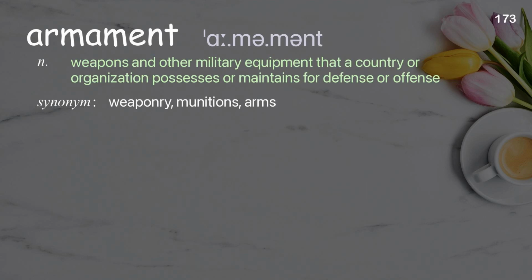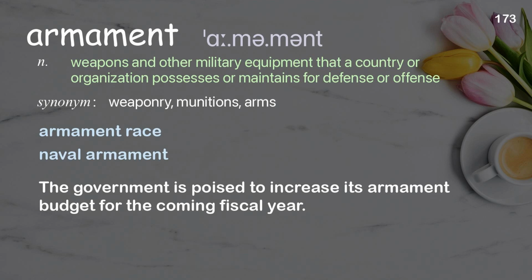Armament. Weapons and other military equipment that a country or organization possesses or maintains for defense or offense. Examples: Armament race. Naval armament. The government is poised to increase its armament budget for the coming fiscal year.